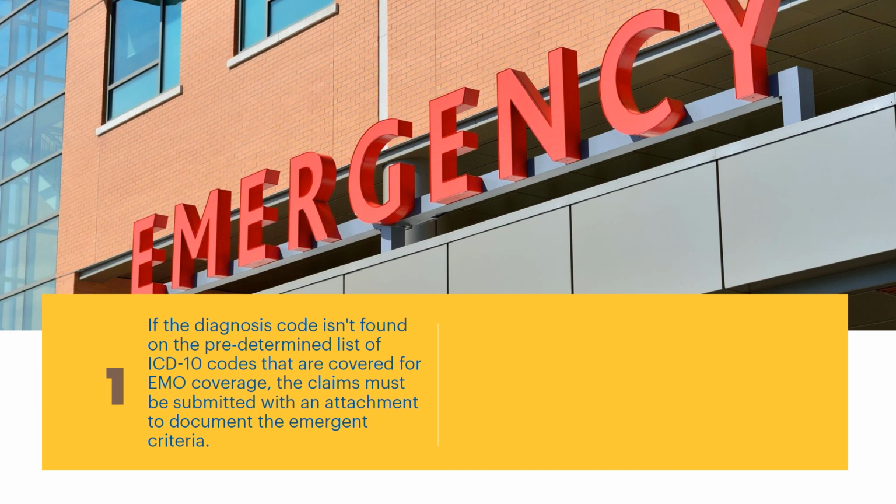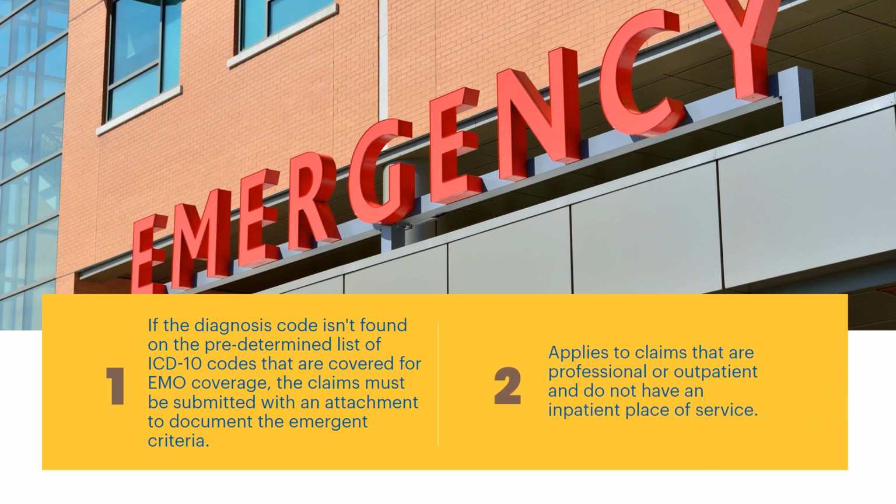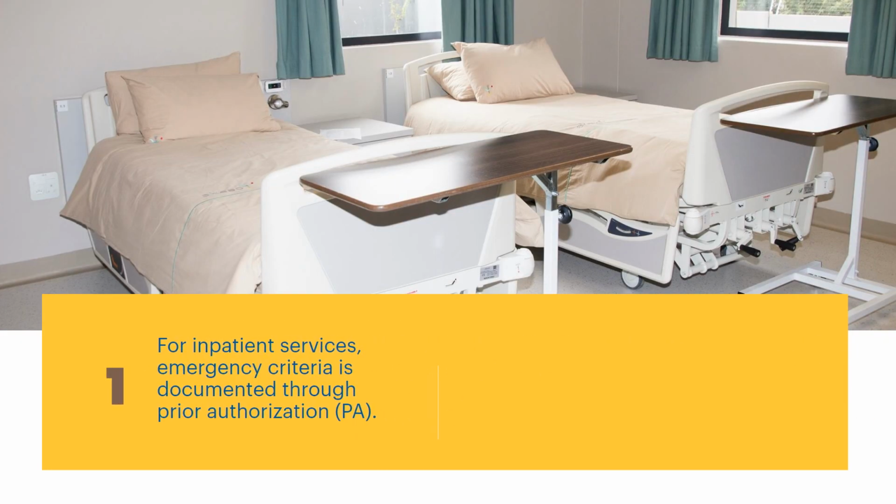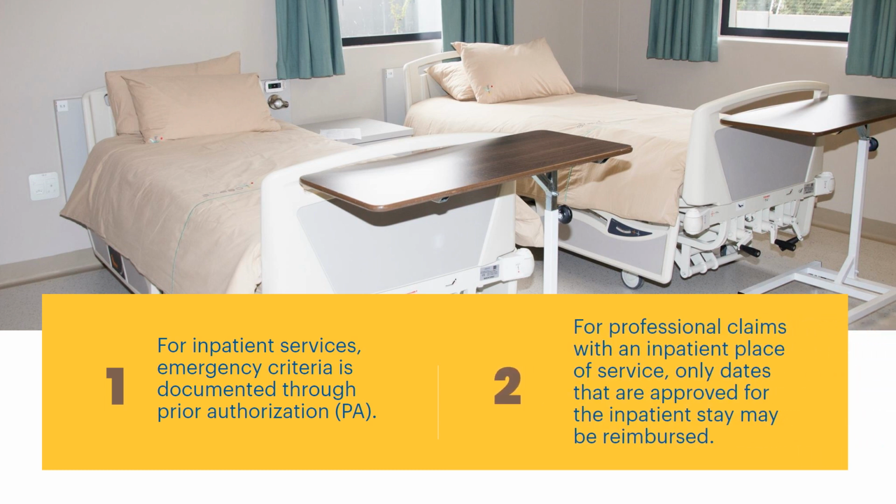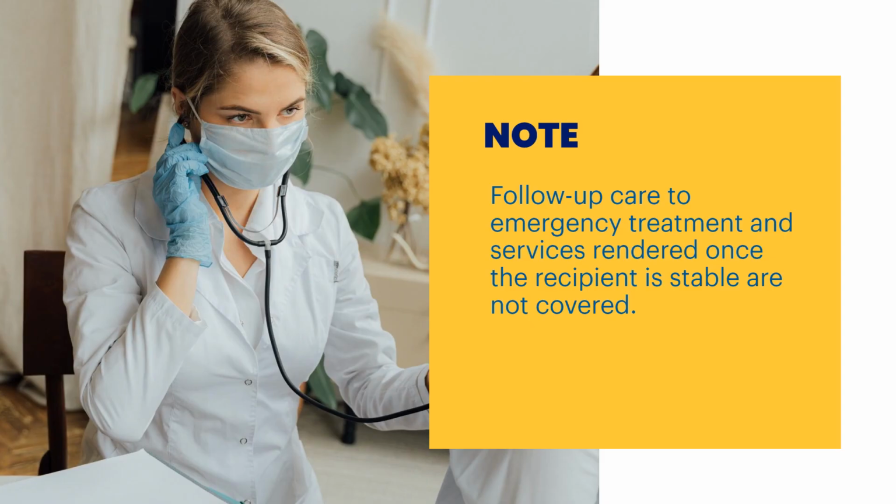EMO coverage, the claims must be submitted with an attachment to document the emergent criteria. This applies to professional or outpatient claims without an inpatient place of service. For inpatient services, emergency criteria is documented through a prior authorization or PA. For professional claims with an inpatient place of service, only dates that are approved for the inpatient stay may be reimbursed. Any service rendered once the recipient is stable, including follow-up care, is not covered.